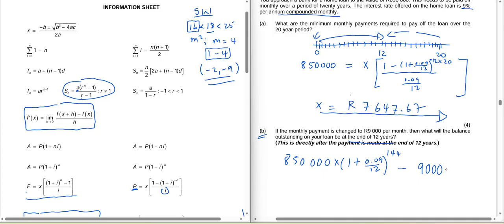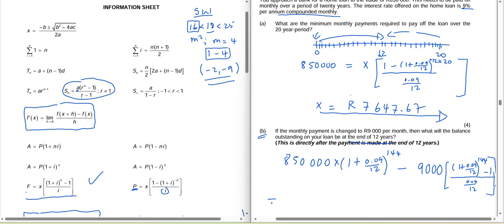Now we are going to say 9,000, and we are using the future value formula. We are going to say 1 plus your i, which is 0.09 divided by 12. When you divide by 12, you have to raise by 12. And then this is the duration, until the 12 years, so 12 times 12 is 144. So we're leaving it as 144. And then minus 1, divided by your i. Remember your i, in this case, is 0.09 divided by 12. So what we just need to do is get our answer here.